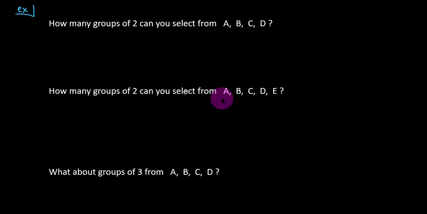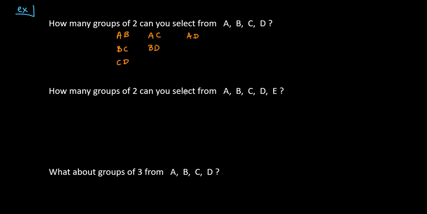Let's look at just a couple more examples for the fun of it. How many groups of 2 can you select from A, B, C, D? Let's list them all out and then we'll count them and validate that with the formula. We've got AB, AC, AD, BC, BD, and lastly, CD.